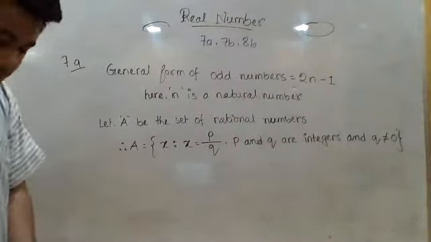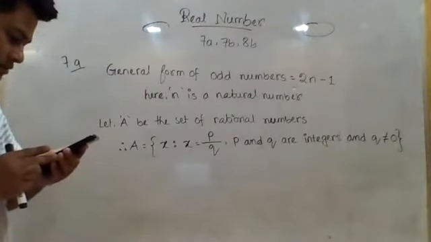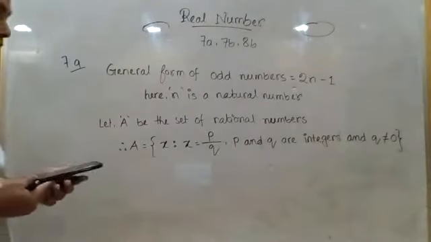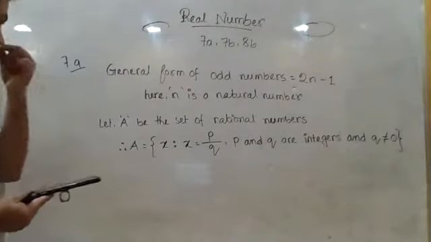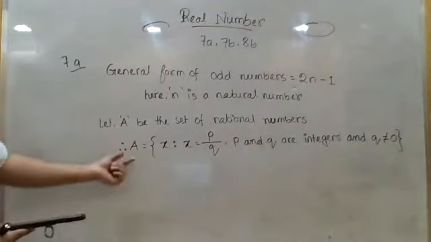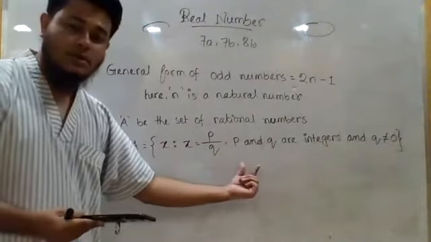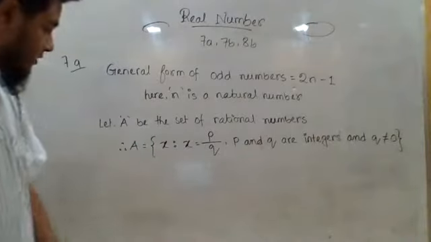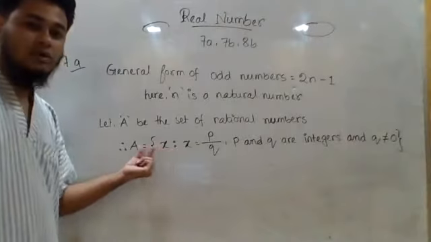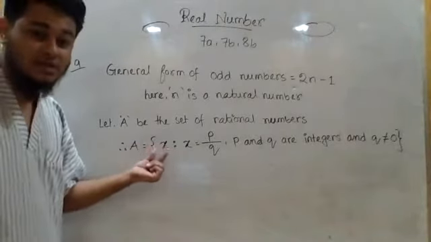Then again, you have been asked to express the set of rational numbers in set builder method. So I have considered A as the set of rational numbers, and I have expressed A in set builder method. Now, how can we do that? Let us say x is an element of this set. That means x is a rational number.